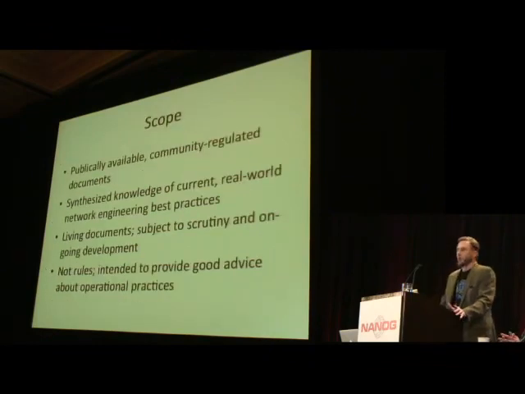So what would be the scope of such a working group here within NANOG? Publicly available, community-regulated documents, synthesizing the knowledge of real-world network engineering best practices, ongoing living documents that are scrutinized and revised over time. And to an earlier point, these would not be rules by any stretch of the imagination. These are intended to provide good advice about operational practices, call out exceptions where they're notable, and move on.